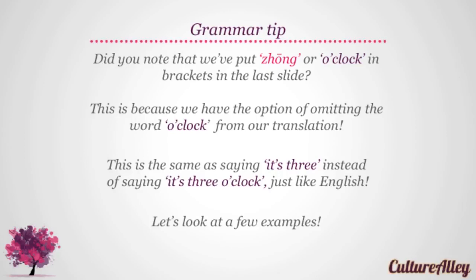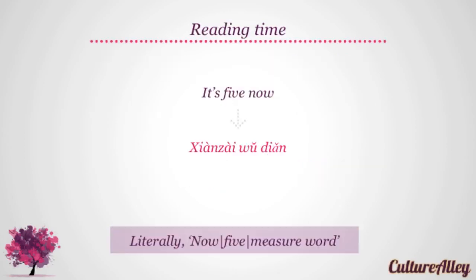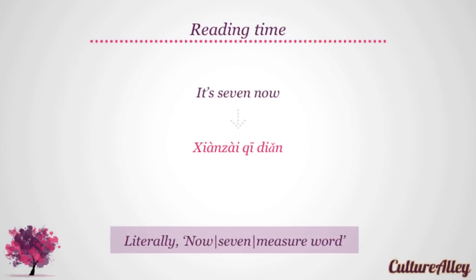This is the same as saying it's 3 instead of saying it's 3 o'clock, just like in English. Let's make it clearer by taking a few examples. For example, it's 5 now can be translated as 现在5点. As you can see, we've omitted 钟 in this case, literally converting the sentence to now 5 measure word. Let's take another one. It's 7 now becomes 现在7点.